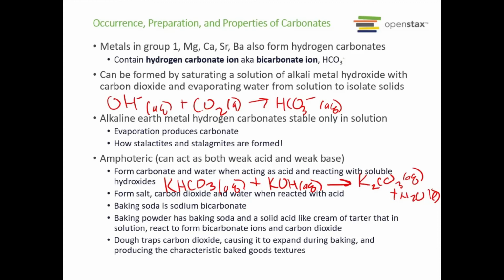But once they're in solution, so once you add water to your mixture, they're going to react and form bicarbonate ions and carbon dioxide. So then when you use either of these, depending on what the recipe calls for, you make carbon dioxide and the dough traps it, which causes things to expand during baking and giving you the characteristic baked good texture. So this is why there's little holes in your breads and cakes, and that's from the carbon dioxide expanding and getting trapped and then potentially leaving.